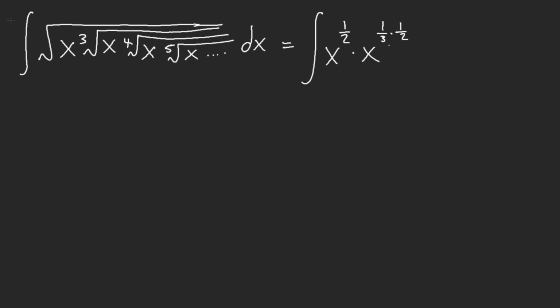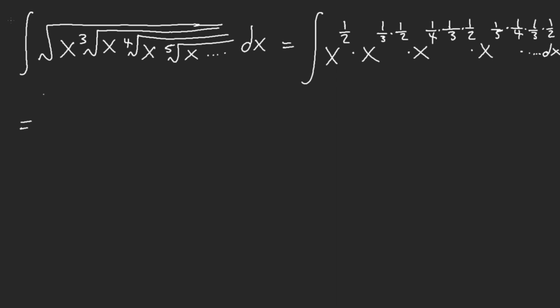They don't add, they multiply. So be very careful with that. Okay? And then times another x. And it's the same thing. It's 1/4 inside of a cube root, inside of a square root. And then here we have 1/5 inside of a fourth root, inside of a cube root, inside of a square root. And this product keeps on going forever, infinitely.